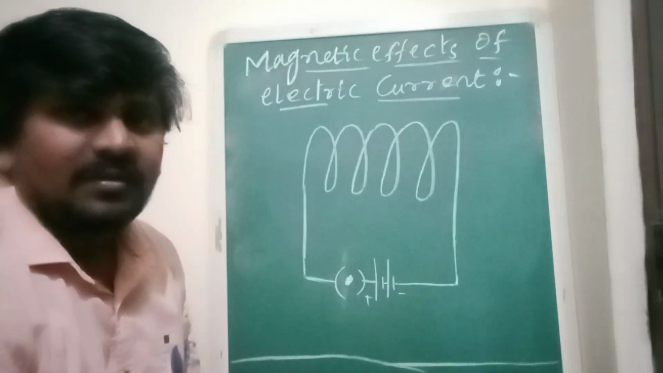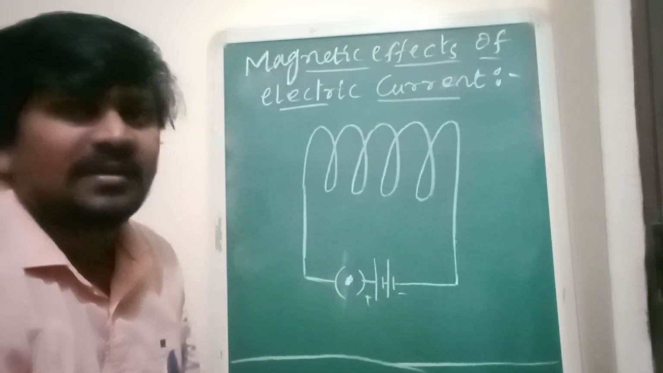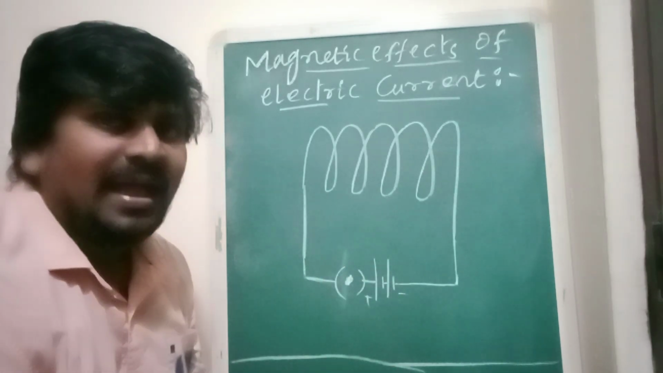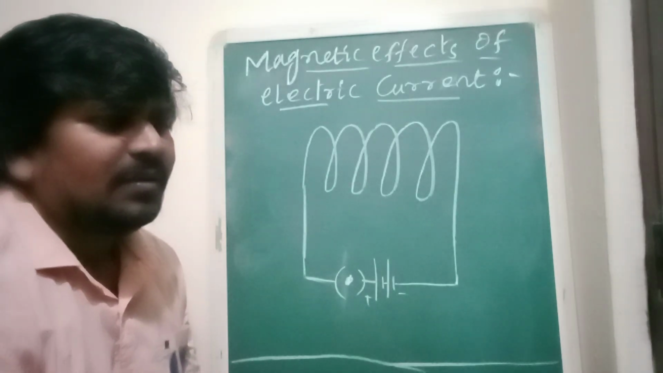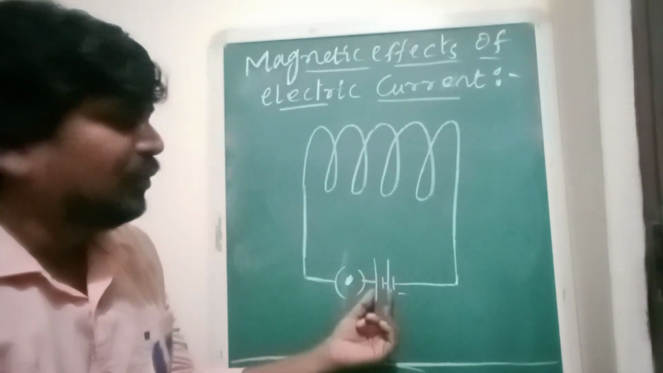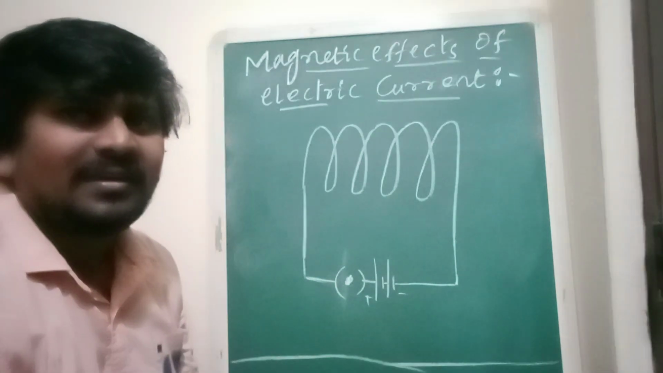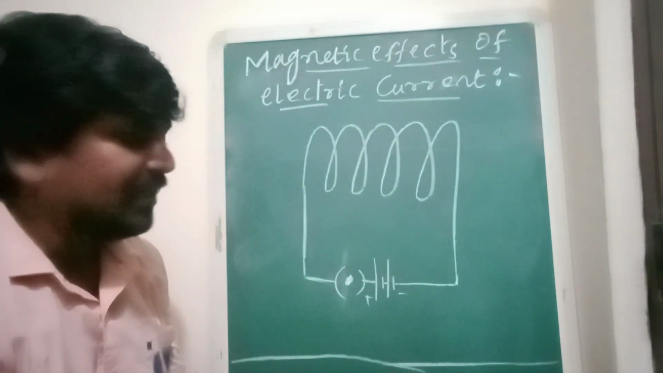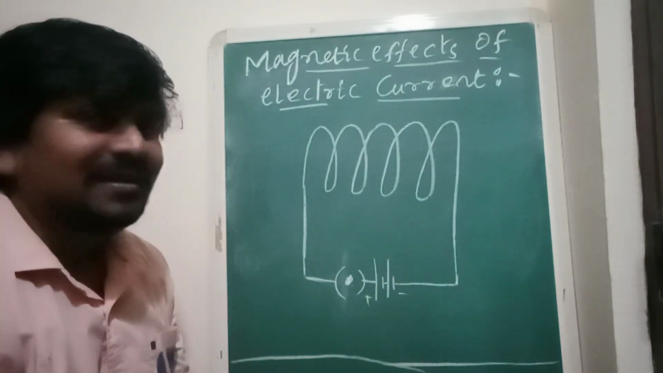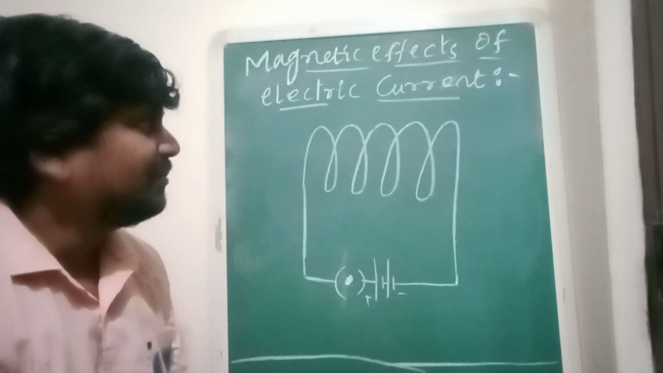That is nothing but a temporary magnet. Here it will act as a temporary magnet. What is a temporary magnet? When you remove this battery, automatically it will be demagnetized. It won't act as a magnet until the battery is connected. While connected, it acts as a magnet. So that is a temporary magnet.